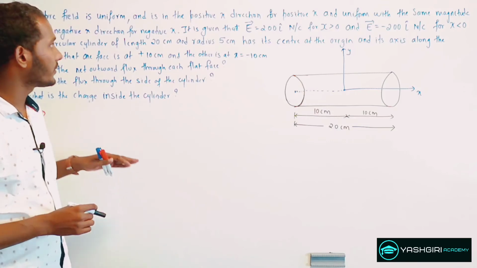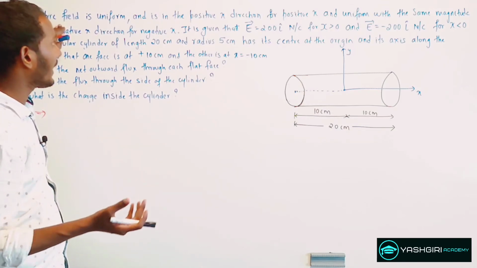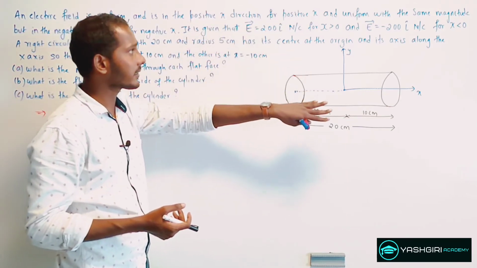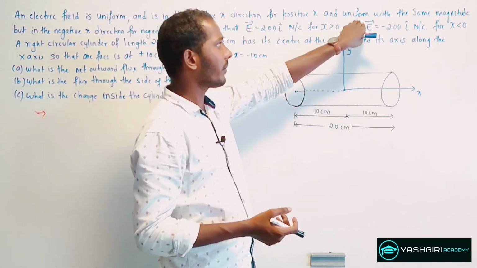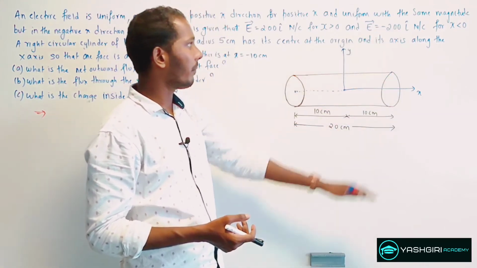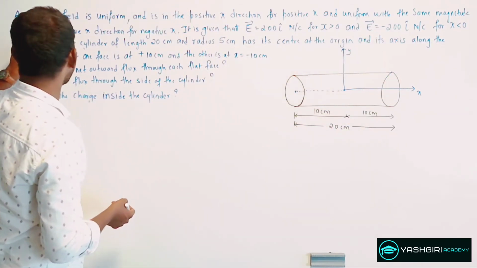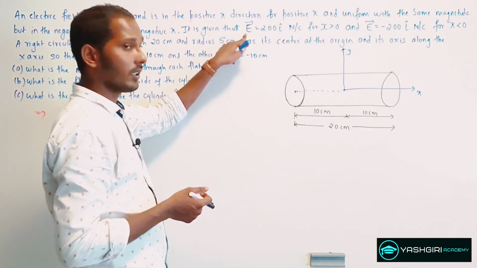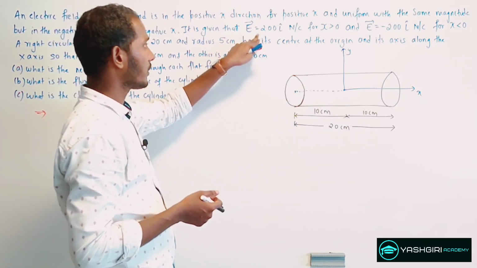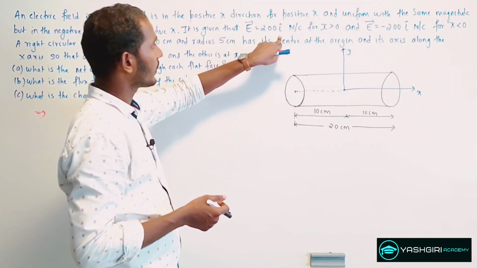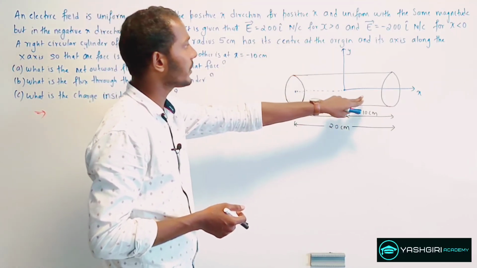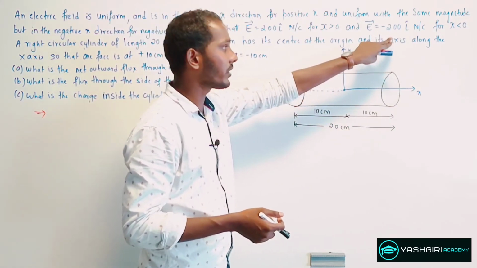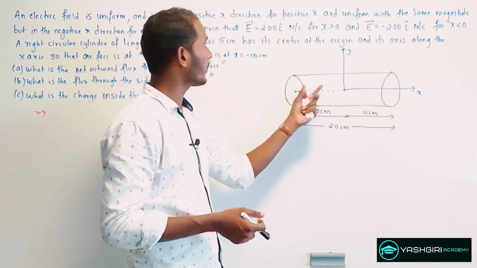Now here in this question we are given again a uniform electric field which is in a positive x direction for positive x, and same uniform electric field with the same magnitude, okay, is in the negative x direction for negative x. And here this is the value of the electric field, which is equal to 200 i cap, okay, newtons per coulomb for x greater than 0, and vector E is equal to minus 200 i cap newtons per coulomb for x less than 0.